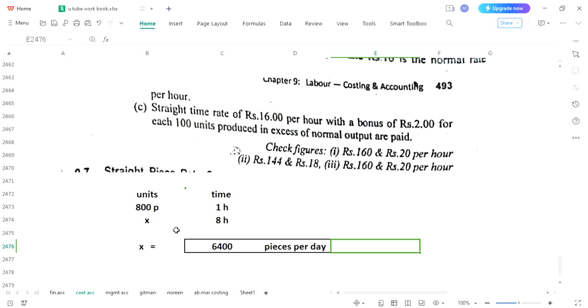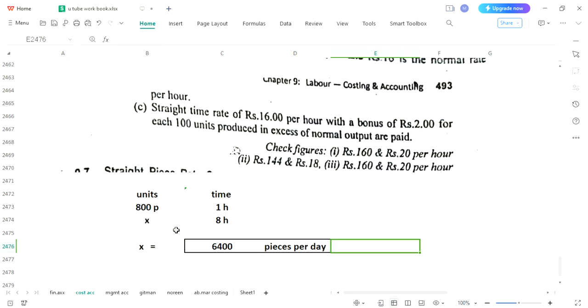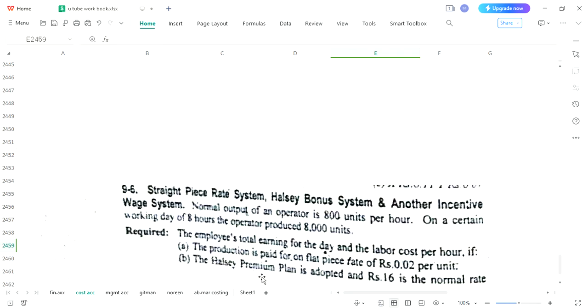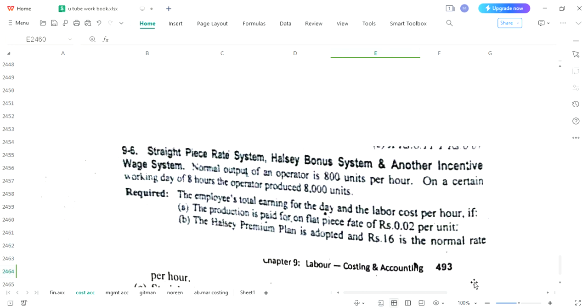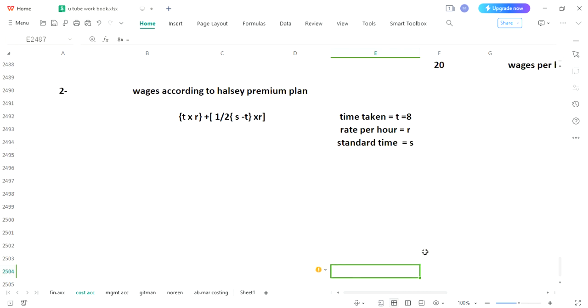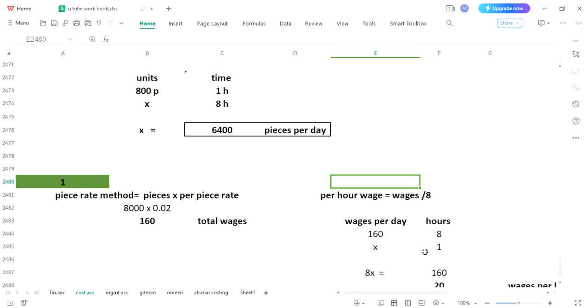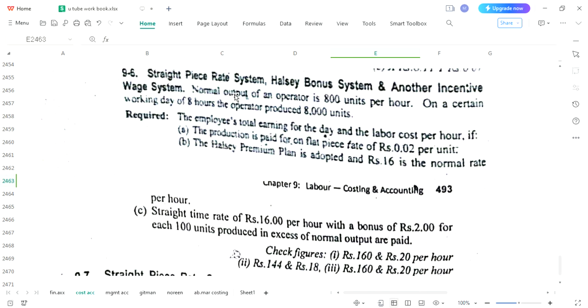Next, we will see the rate per hour, which is also mentioned in the requirement. Halsey premium plan, 16 is the normal rate. So the rate is also described, and this is 16. Standard time, this would be calculated. For that we will go back. The standard output is given over here, 800 units per hour.